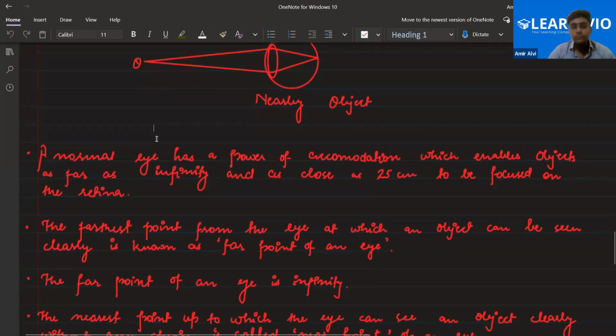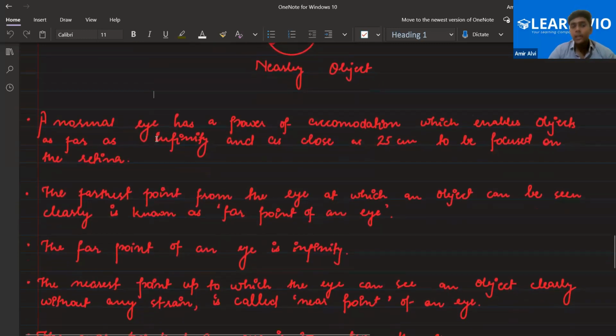Sorry. Okay. Next, the farthest point of the human eye is called the far point of an eye, and that is called infinity. Basically, the far point is your infinity.